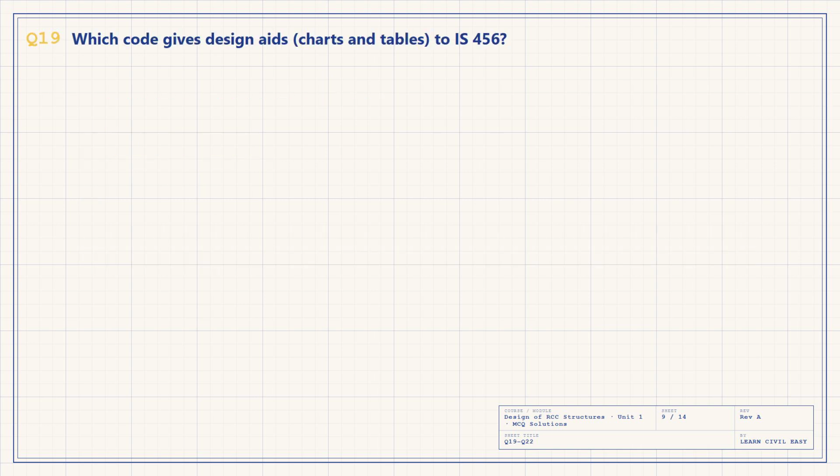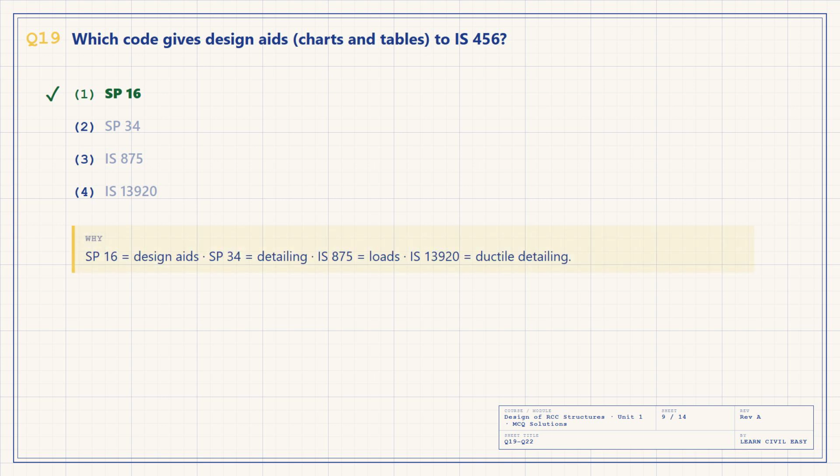Question 19. Which code gives design aids, charts and tables for reinforced concrete to IS 456, option 1, SP16? Keep the family straight. SP16 is design aids, SP34 is detailing, IS 875 is loads, IS 13920 is ductile detailing for seismic forces. Question 20.